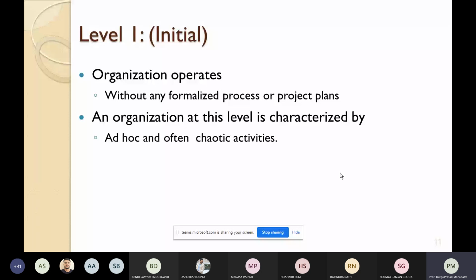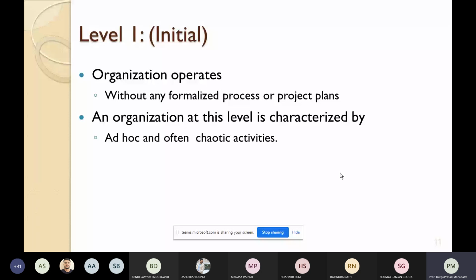Though defined, now let's see what the drawback is. Even if the process that you are following is defined, the process and product qualities are not measured. You are not measuring the process and the product qualities. If you can measure those things, then easily you can go to the next level, level 4.